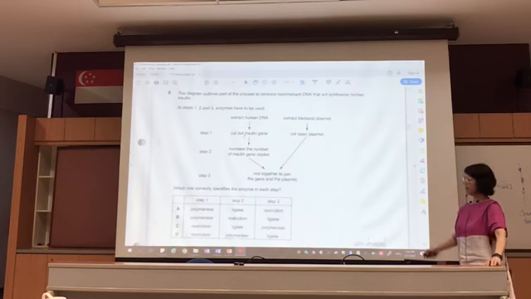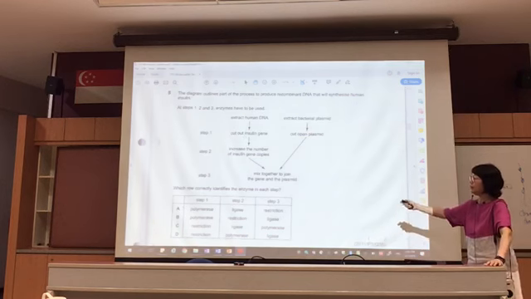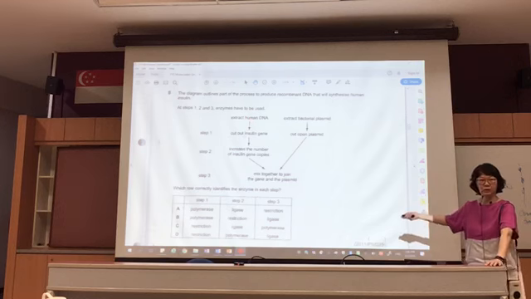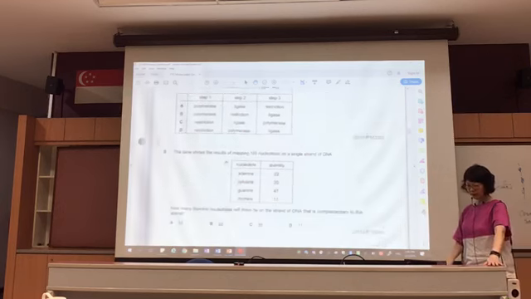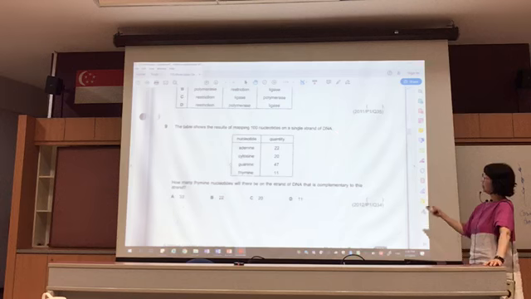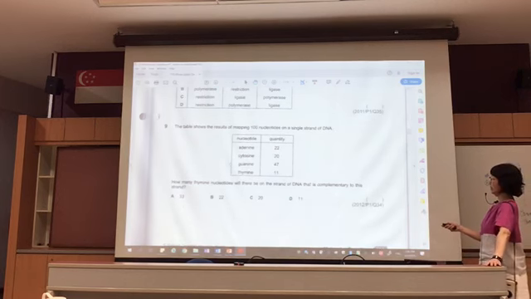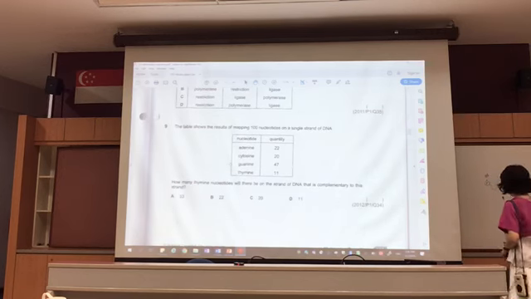This question is about synthesis of human insulin again. You need to know what enzymes are needed and at which stage. So you see how important this process is, so many questions. Next, 100 nucleotides are mapped on a single strand of DNA. How many thymine nucleotides will there be on the strand of DNA that's complementary to this strand? One single strand of DNA.